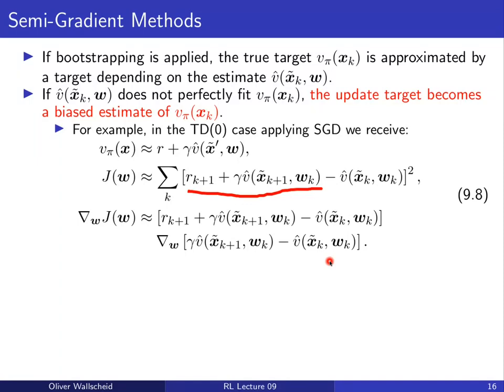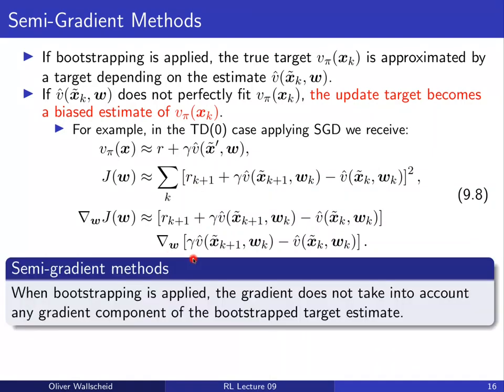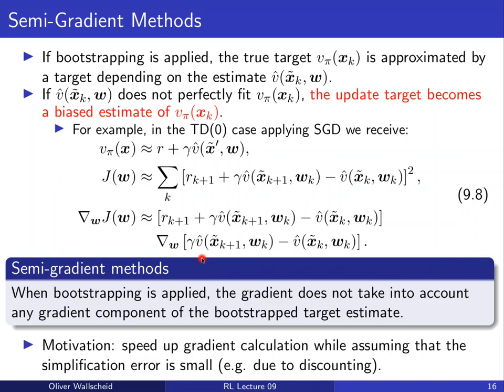The idea of the so-called semi-gradient methods, which in terms of gradient descent based updates in reinforcement learning are the default case, is to neglect this first part here. So the bootstrapped impact with respect to the gradient is neglected. In a plain sentence, semi-gradient methods neglect the gradient component of the bootstrapped target estimate. So again, this one here would not exist. What is the motivation behind that? The idea is to speed up the calculation of the gradients, such that we don't have to evaluate the gradient two times but only one time, and therefore the overall inference of the gradient of J is quicker. And we hope more or less that the simplification error is small.